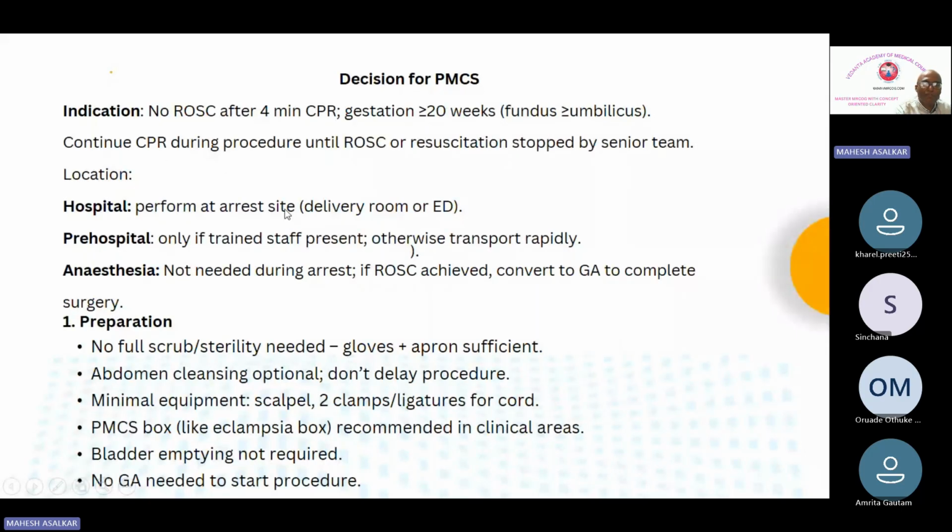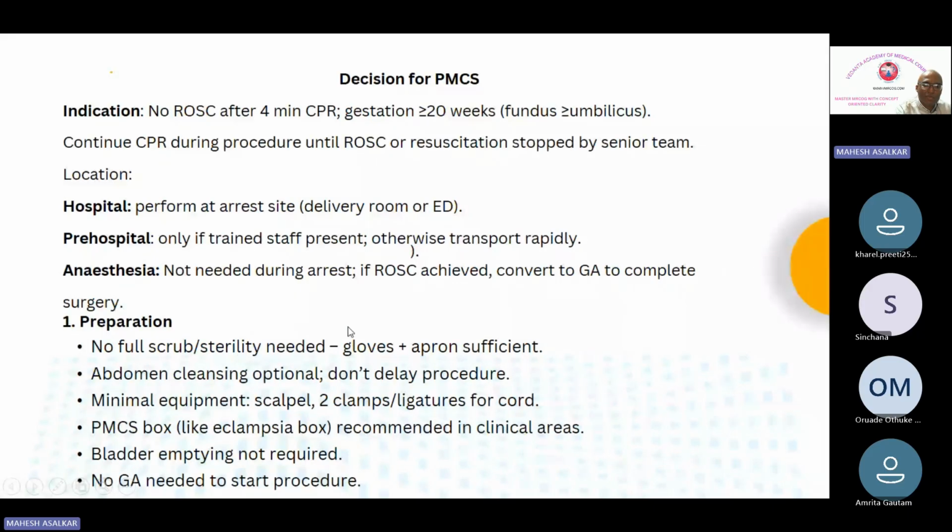It should be performed at the site of arrest. Pre-hospital, that means in the community, we can carry it out only if the staff is trained. Anesthesia is not needed. Sometimes they can give you various options with anesthesia, but anesthesia is not required. And if there is a return of systemic circulation, convert to GA to complete the surgery.